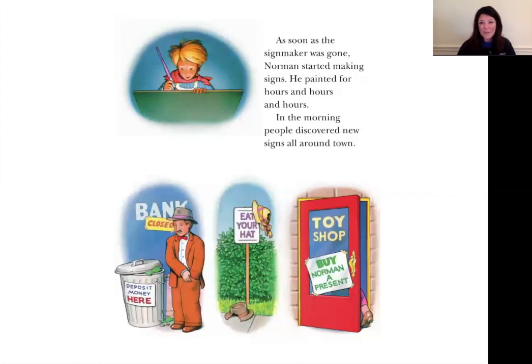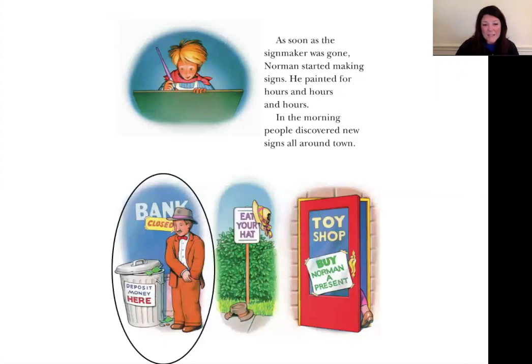Let's go ahead and read these last two paragraphs. As soon as the sign maker was gone, Norman started making signs. He painted for hours and hours and hours. In the morning, people discovered new signs all around town. Don't forget to look at these illustrations at the bottom. I see one of Norman's signs on the bank here. Do you see it? It says closed.